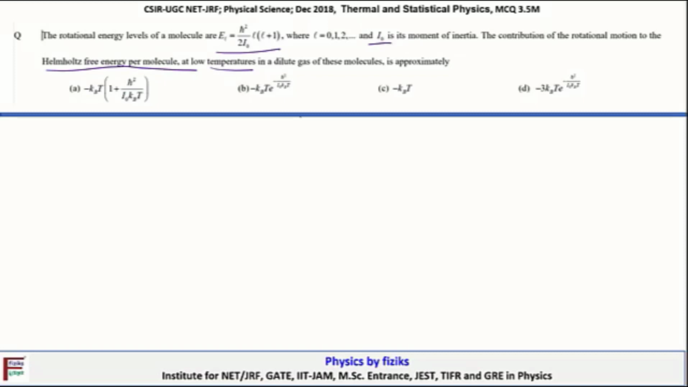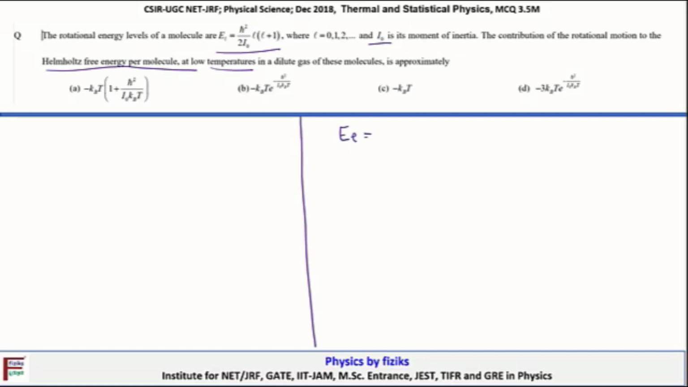Okay, so we have to obtain the expression for the Helmholtz free energy, and that we can obtain by knowing the partition function for the given system. So let's try to understand how we can develop the partition function for the given system.